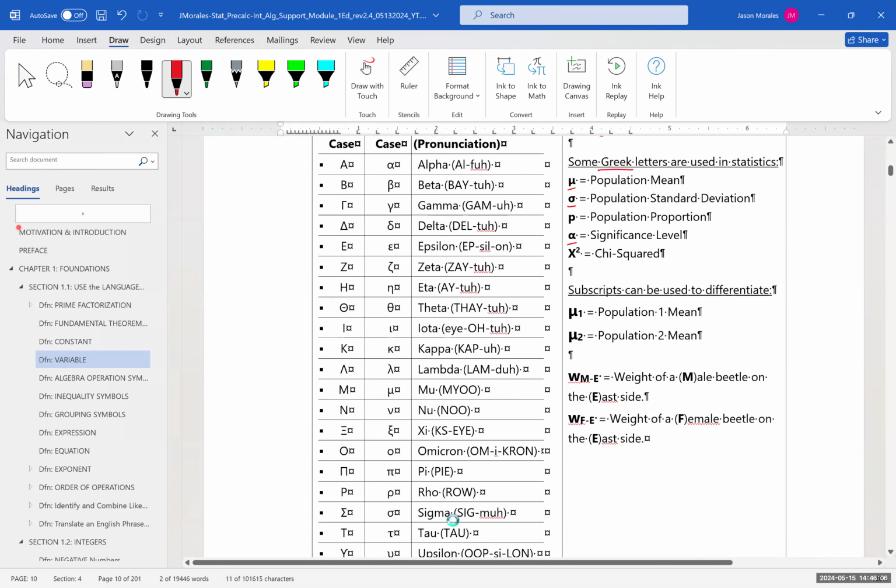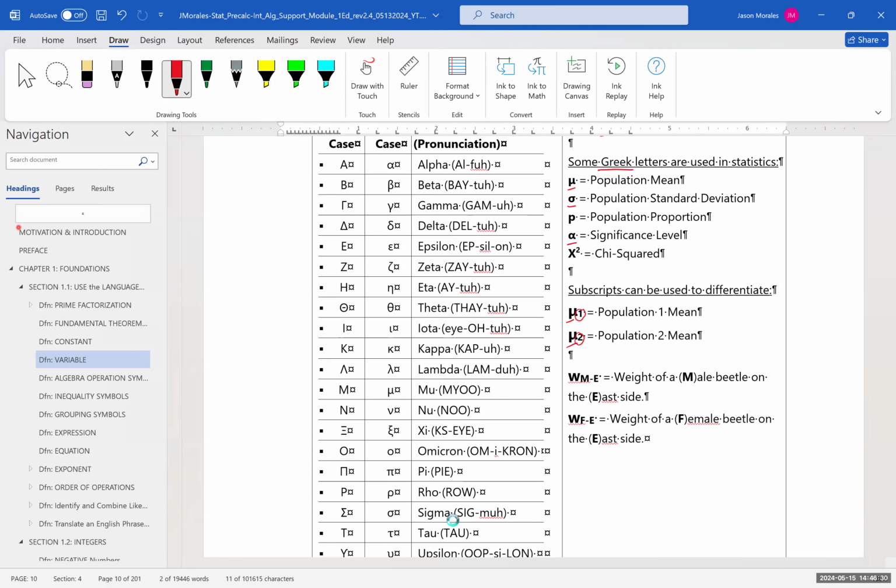Subscripts can be used also to differentiate between variables. So if we had two populations and each population had a mean, we can differentiate these two by using a subscript 1 to represent the mean of population 1, and we can use a subscript 2 to mean the population mean of population 2.